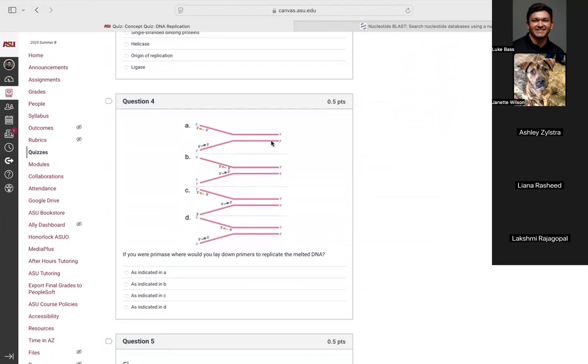If you were a primase, where would you lay down primers to replicate the melted DNA? Yep, these are difficult questions. This is a difficult question. I've never seen this one before.